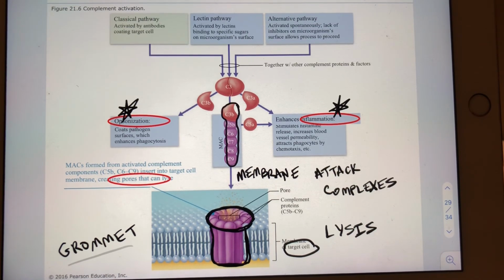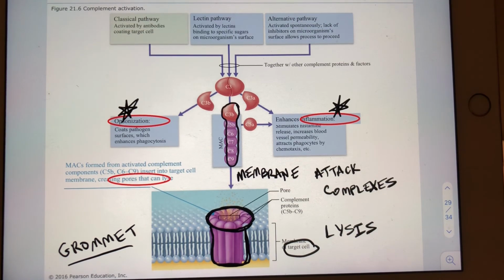It's not allowed to close back up, or it's not allowed to tear or anything like that. So very much like a grommet, and very, very important. Anyway, complement proteins are yet another antimicrobial protein, and very important, also part of our internal innate defenses.